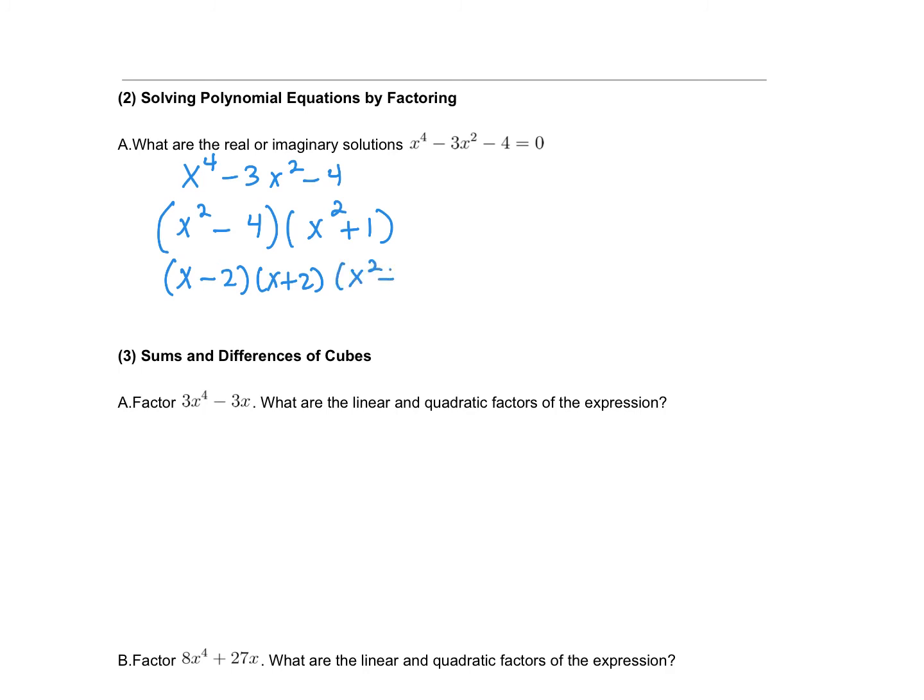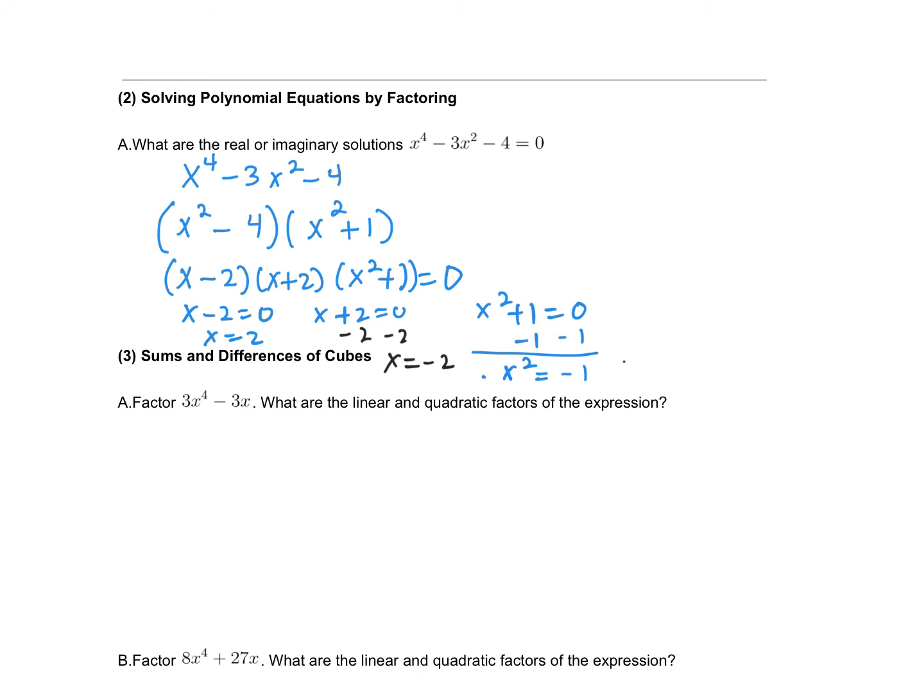Here we have x squared plus 1 equals 0. We have x minus 2 equals 0, so x equals 2. x plus 2 equals 0, so it's going to be minus 2 on both sides, so x equals negative 2. For x squared plus 1 equals 0, subtract 1 from both sides, so you have x squared equals negative 1. Take the square root of both sides, so x equals plus or minus i.